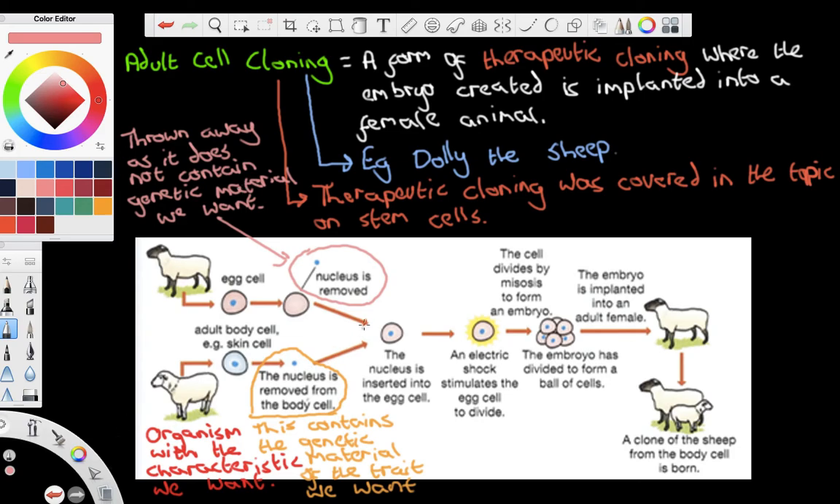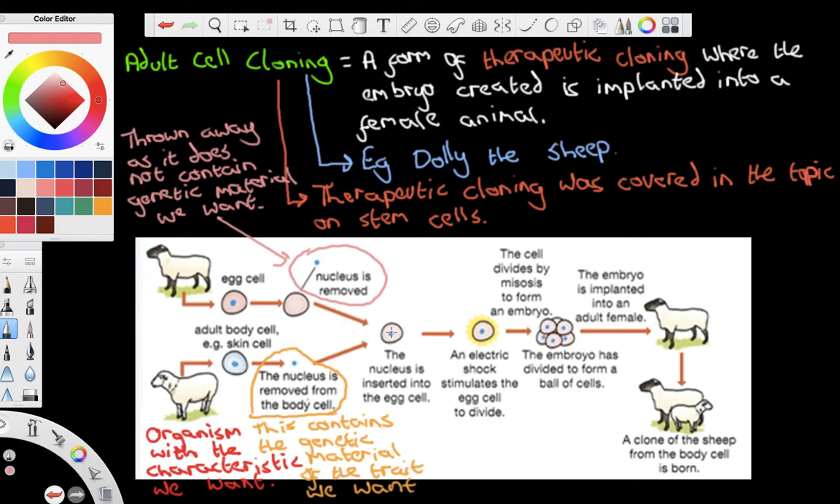We take the nucleus containing the DNA that we want, and we take the empty egg cell from a random sheep, and we put the nucleus into that egg cell, okay? Now remember, this has the genetic material of this organism. It has nothing from this organism, so it will only look like this one.